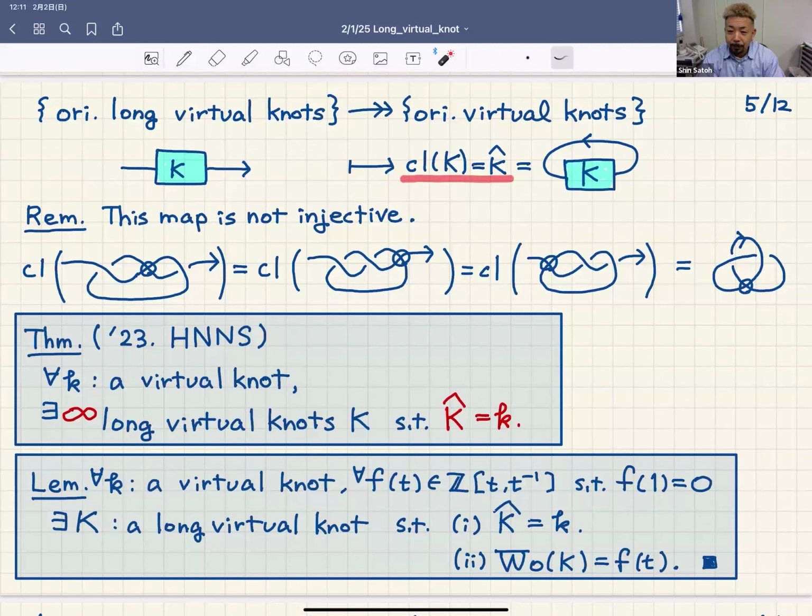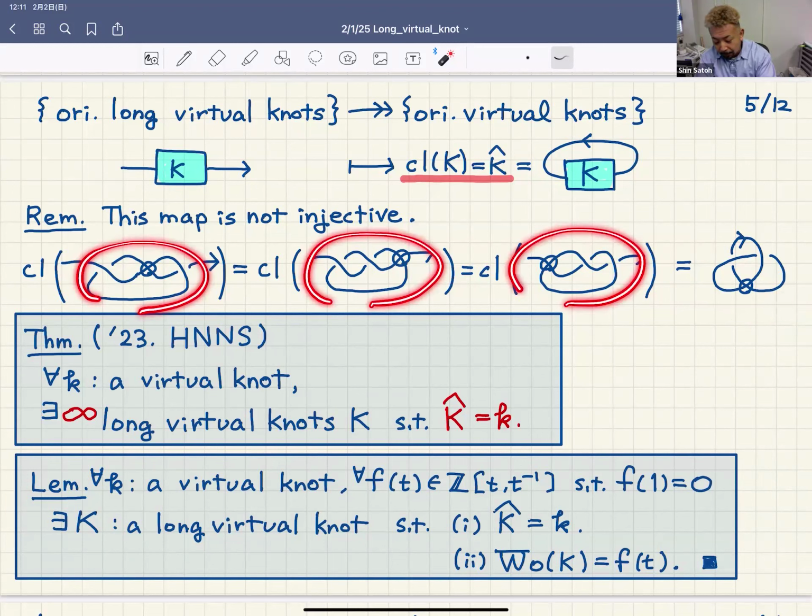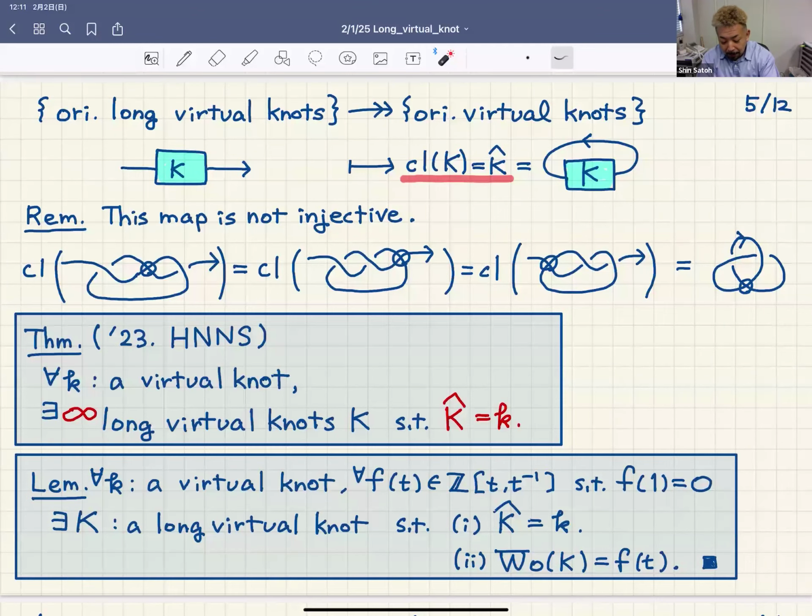In fact, the three long virtual knots K1, K2, K3 in the previous example give the same closure, which is called the virtual trefoil knot. On the other hand, we have already seen that these three long virtual knots are all different. So this map is not injective. Therefore, it is natural to consider the preimage of a virtual knot by this closing map. Then we have the following.